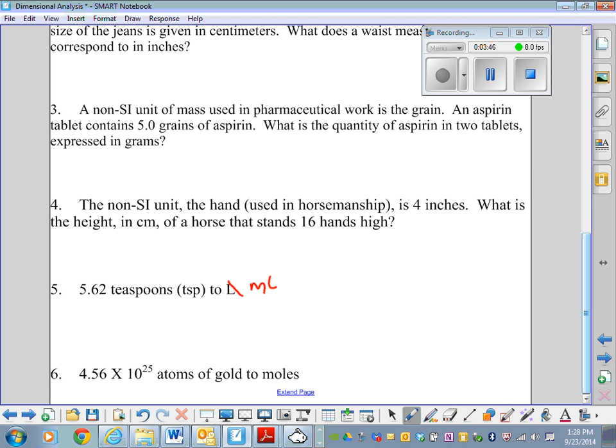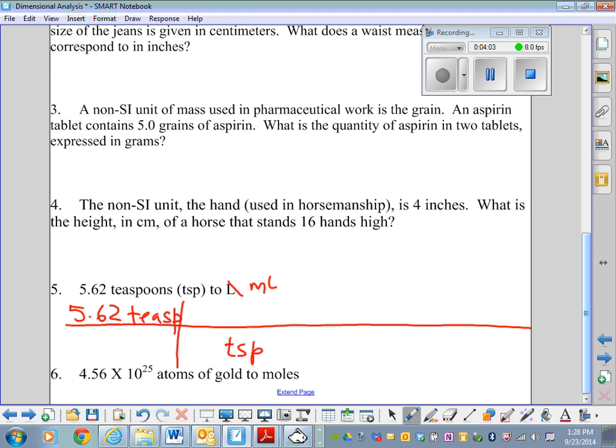Okay? Not every time will you have a direct two-step conversion. Sometimes you have to go through multiple conversions. So let's look at this. 5.62 teaspoons. Now I need to get out of teaspoon. Is that right? So that's my objective. I need to get out of teaspoon.